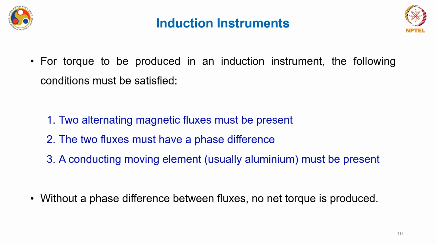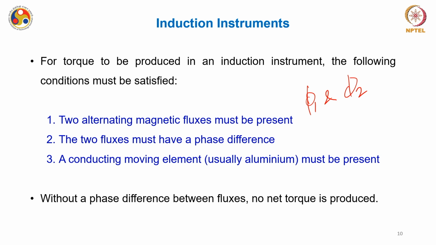For torque to be produced in an induction instrument, the following three conditions have to be satisfied. The first condition is that two alternating magnetic fluxes should be present. The minimum requirement is two fluxes, phi 1 and phi 2. Then, the two fluxes must have a phase difference. If they are in phase, they will not produce a time varying EMF. So, right now we have seen two conditions: one, there should be two alternating magnetic fluxes; and second, the two fluxes must have a phase difference or phase lag between them.